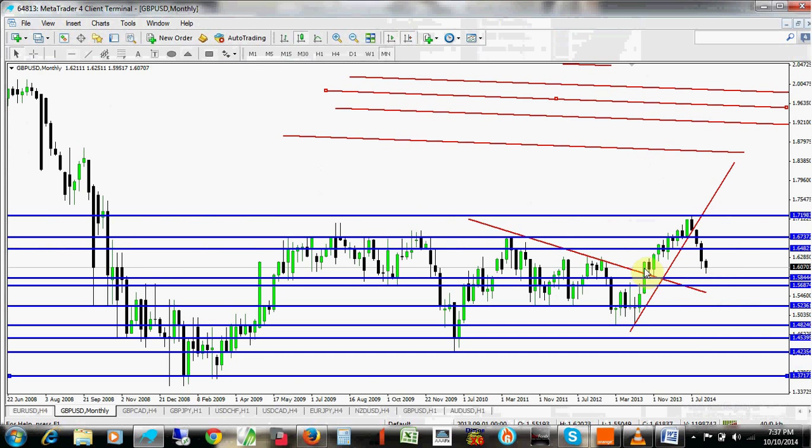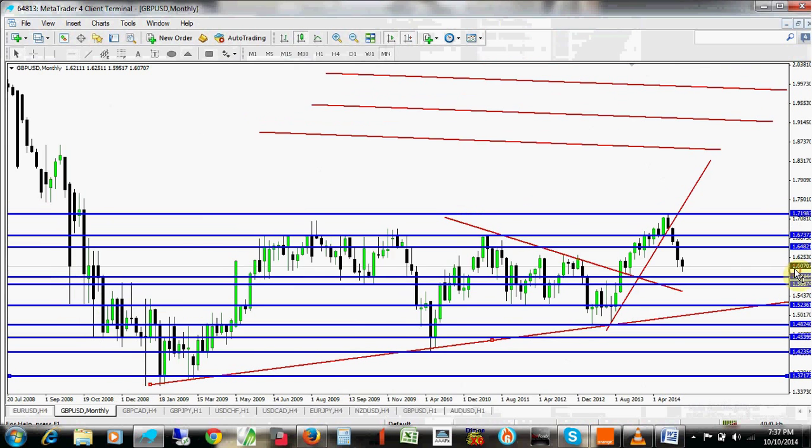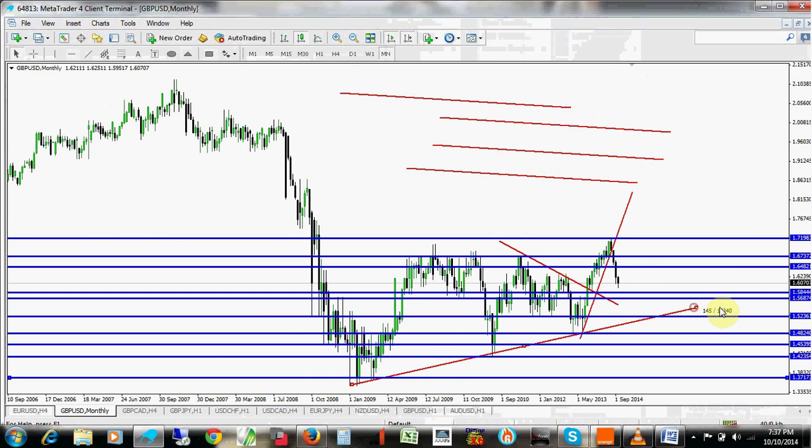This market broke here. See this one? It broke this trend line, retested it, and the next month pushed all over. Now we have another one. Take it from there all the way here. All of this will make sense. I'm just showing you how to take the bigger picture and narrow it down to a smaller picture.